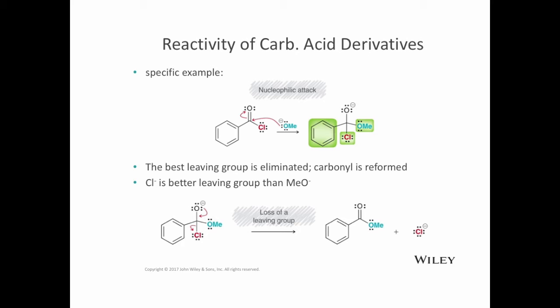So here's an example. We could react an acid chloride with methoxide. In this, the methoxide is a nucleophile. It attacks the carbonyl carbon, breaking the pi bond and creating a third lone pair on the oxygen atom here. And then, since chloride is a better leaving group than OMe, that lone pair comes back down and kicks off chloride to form your ester. So here we've taken an acid chloride and converted it into the less reactive ester.